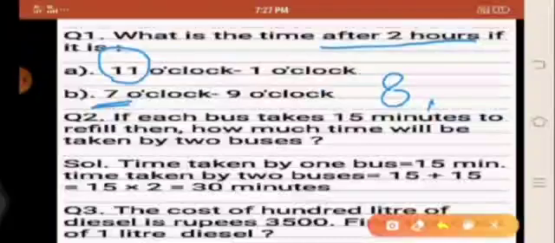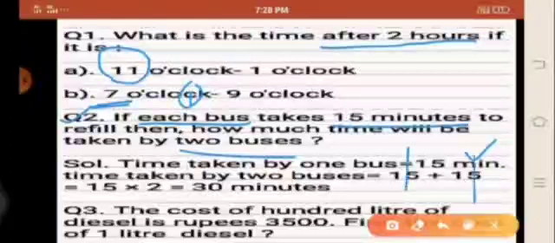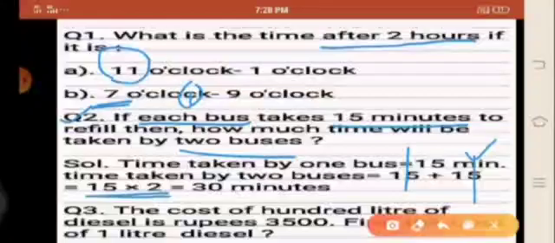9 o'clock. Question number 2 is, if each bus takes 15 minutes to refill, then how much time will be taken by 2 buses? Each bus means 1 bus. So time taken by 1 bus is equal to 15 minutes, and time taken by 2 buses, 15 plus 15. 15 is 1 bus and again 15 is second bus. So 15 plus 15. It means 15 is 2 times. 2 buses means double. So we will do multiply. 15 multiplied by 2 is 30 minutes. So time taken by 2 buses is 30 minutes.